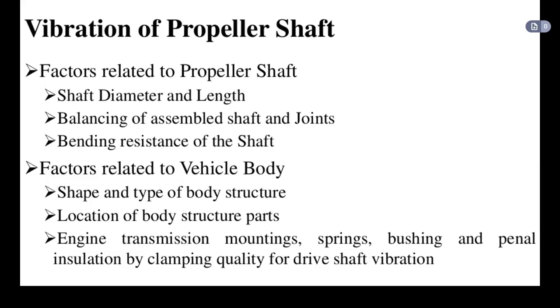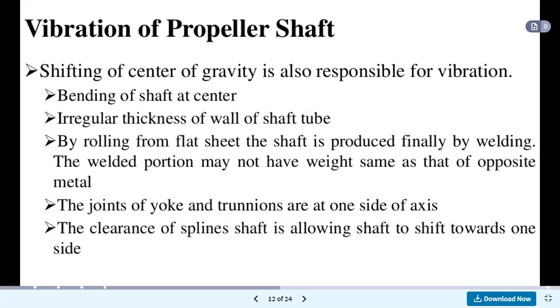Factors related to the vehicle body include its shape, and due to that shape vibrations also occur, because the natural frequencies of different shapes are different, and if that natural frequency matches the propeller shaft frequency, then vibrations occur. Also the types of body structure, the location of body structure parts, engine transmission mountings, springs, bushings, and panel insulation by clamping quality affect drive shaft vibrations. All these factors affect the vibration.